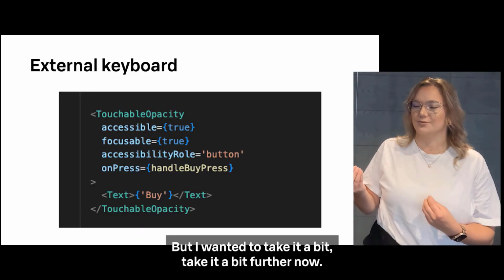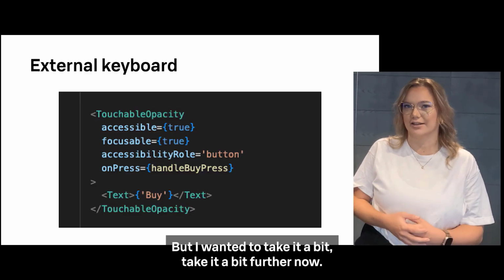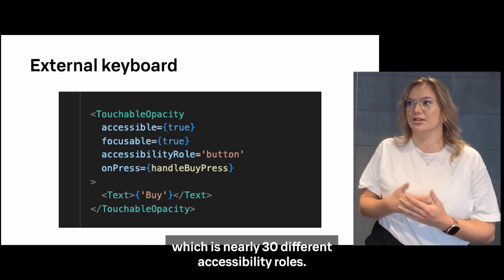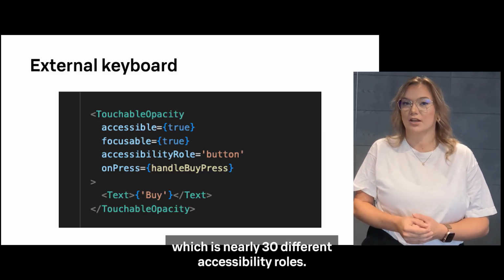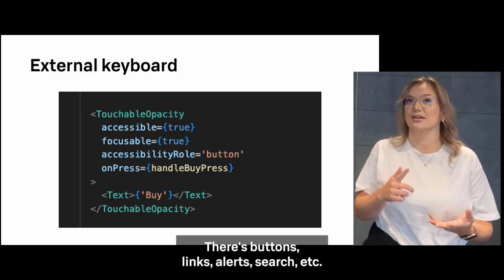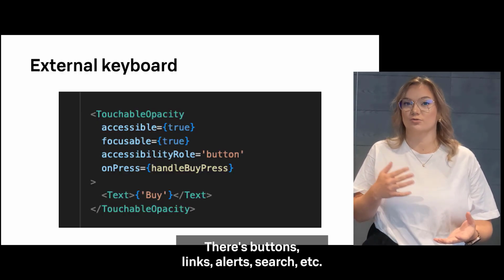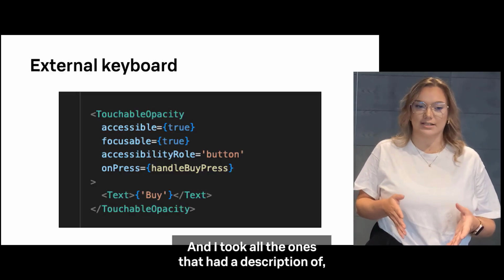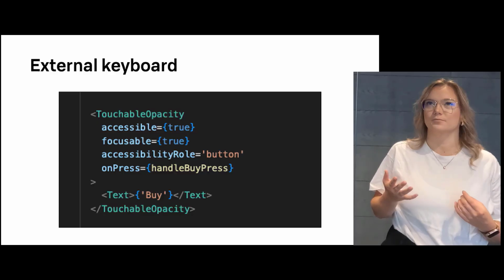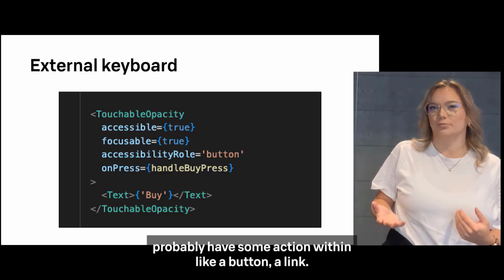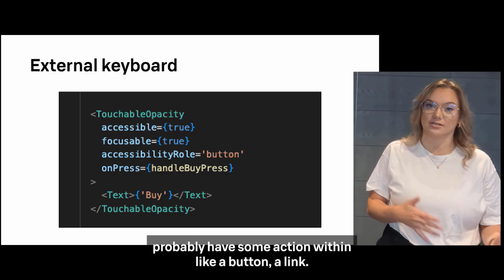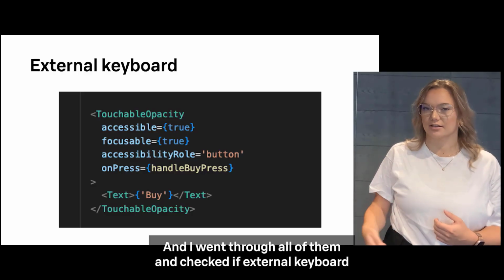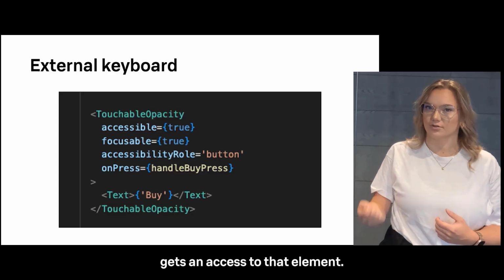But I wanted to take it a bit further now. So I took all the accessibility roles that React Native offers, which is nearly 30 different accessibility roles. There's button, links, alerts, search, etc., like many, many others. And I took all the ones that had a description of an element that should probably have some action within, like a button and link. And I went through all of them and checked if an external keyboard gets access to that element.